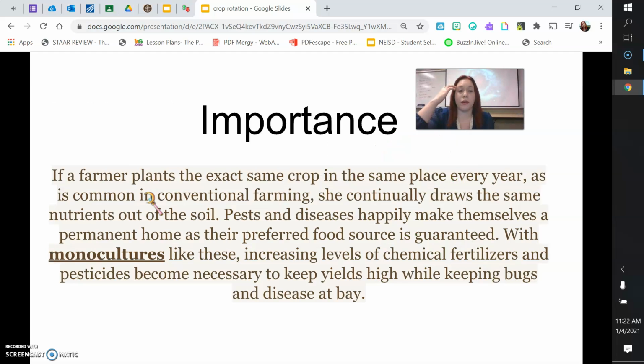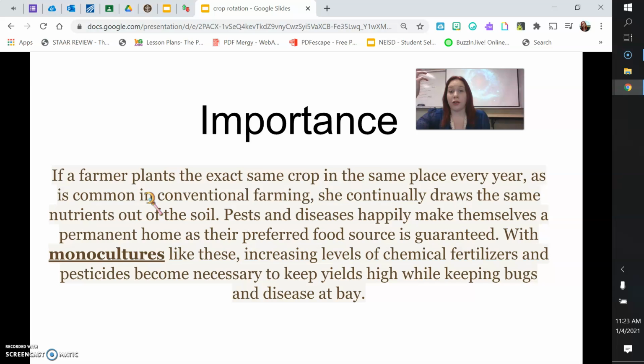So this is very important, because if a farmer keeps planting the same crop in the same place every year, which is very common in conventional farming, that means that you're taking the same nutrients out of the soil all year long, every year. You're always taking the same nutrients out of the soil. And then this makes it easy for pests and disease to make themselves a home. And they know that their preferred type of food is going to be there every year, so they're just going to make that their home.